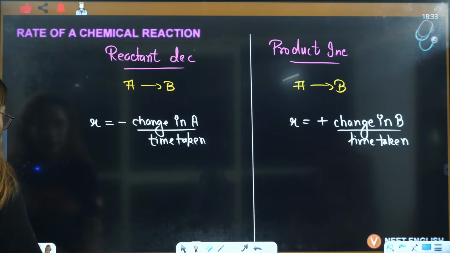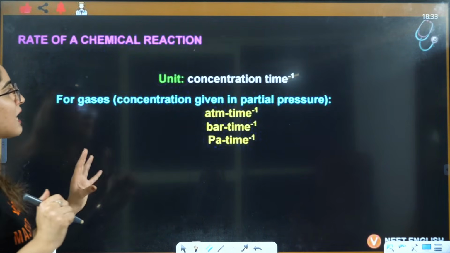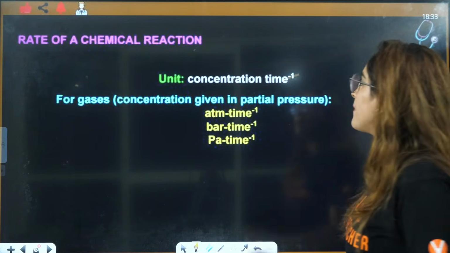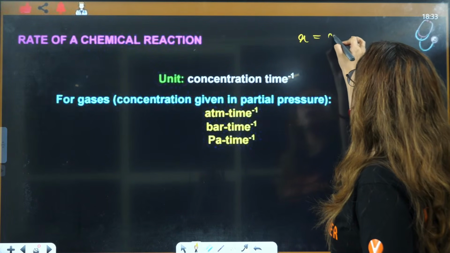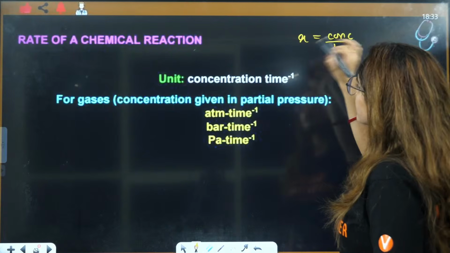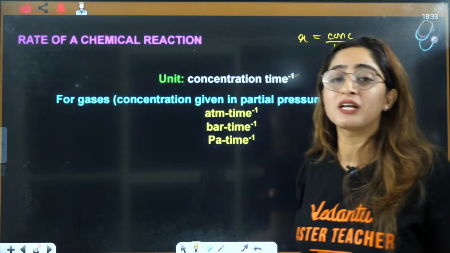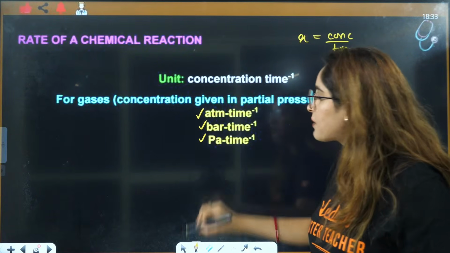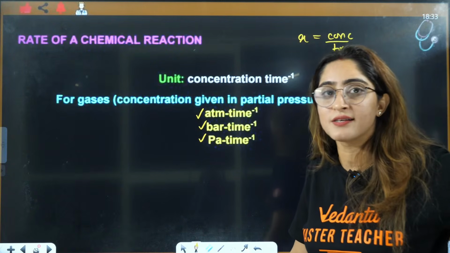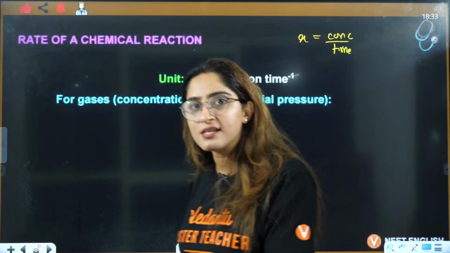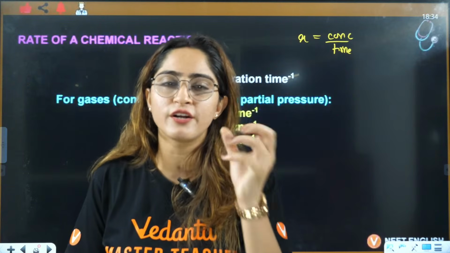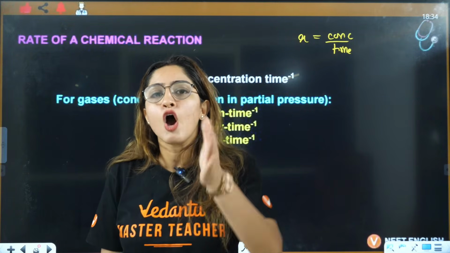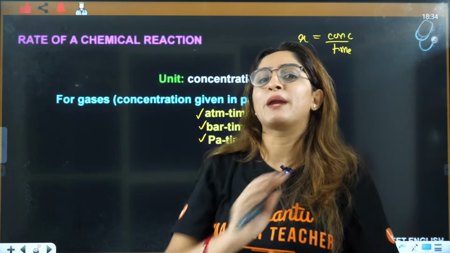Now, the second step. One thing, negative and positive, you should know. Now, let's talk about why the units are concentration times inverse of time. Because rate is equal to concentration divided by time. Concentration can be expressed in atmosphere, bar, or Pascal if we are talking about gases, because gases have pressure. That's why whenever we talk about gases, we replace concentration with pressure, right?